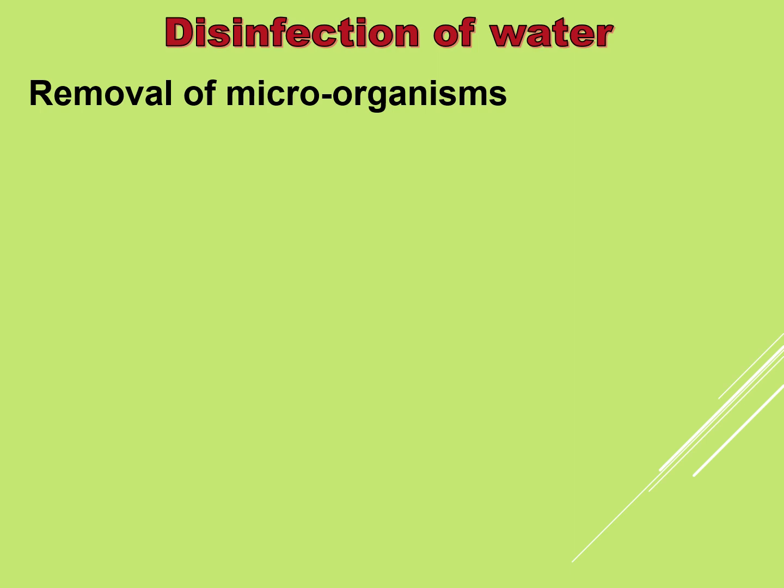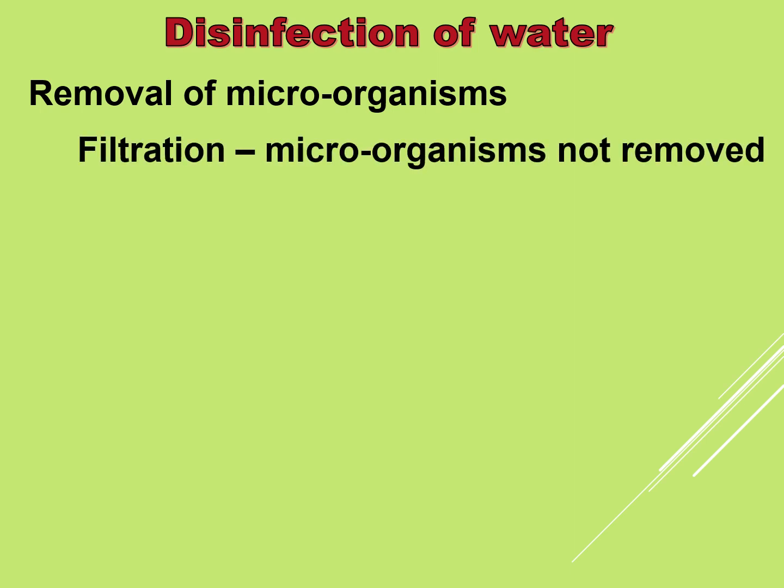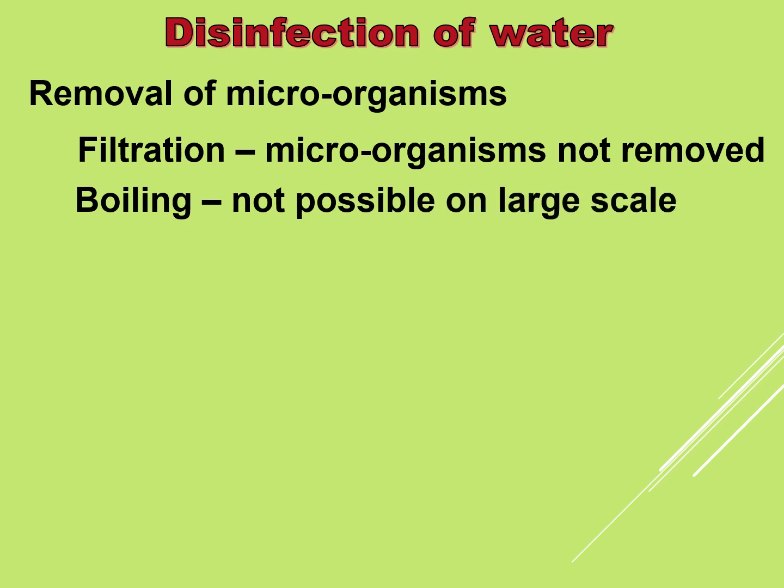We know that microorganisms cause a lot of infections, a lot of diseases to us, and they have to be removed. Filtration cannot remove microorganisms because the size of the filter is too large for the microorganism. And boiling is a very good method, but it is not possible on a large scale. In our homes we can do boiling, the most effective method is boiling, but not possible on a large scale. So what are the different methods for disinfection?